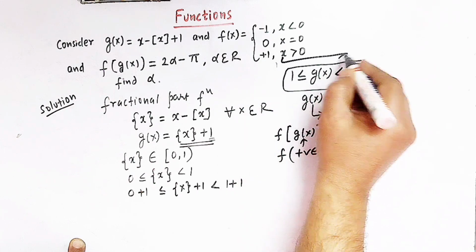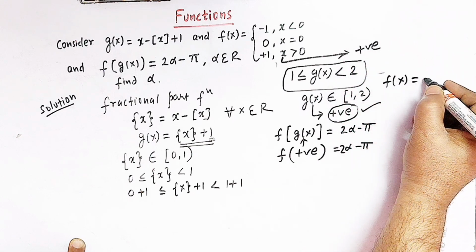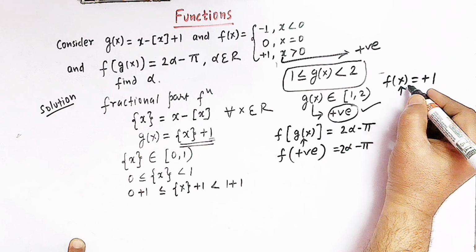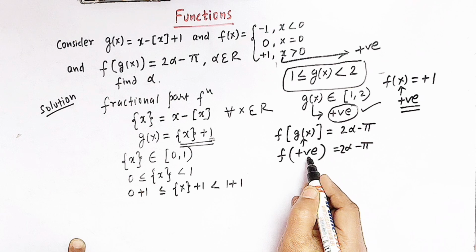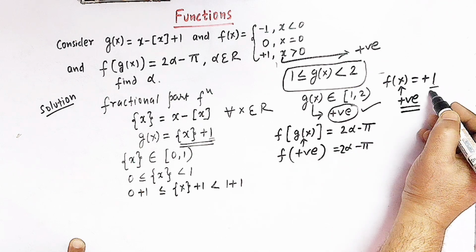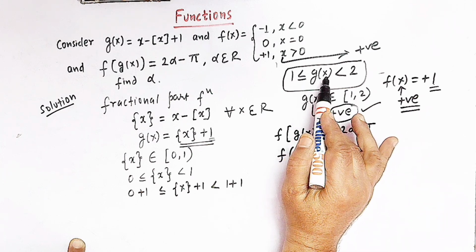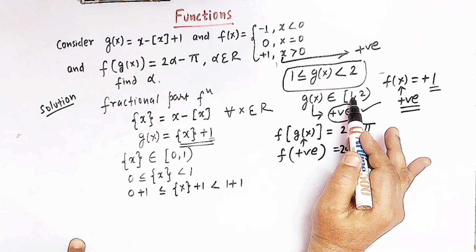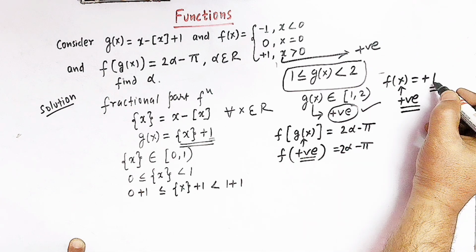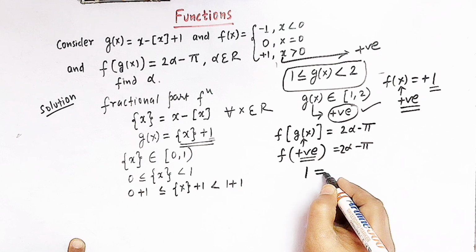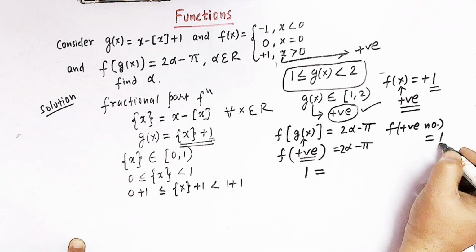So it means this x is positive, and f of x is equal to plus 1 whenever x is positive. So f of a positive number should be equal to 1. Whatever be the value of g of x, where g of x belongs to the interval 1 to 2, where 1 is included, f of some positive number should be equal to 1.